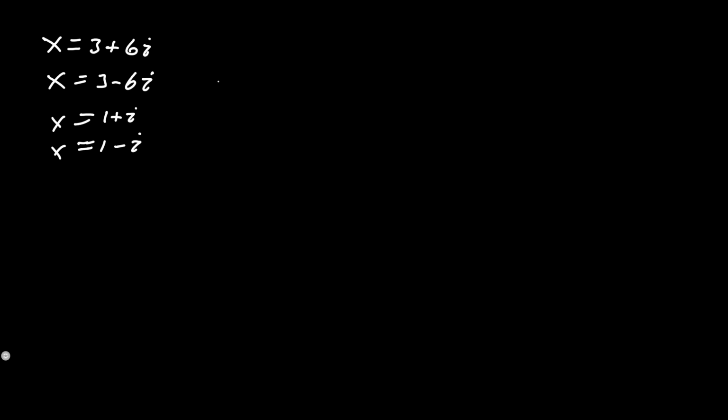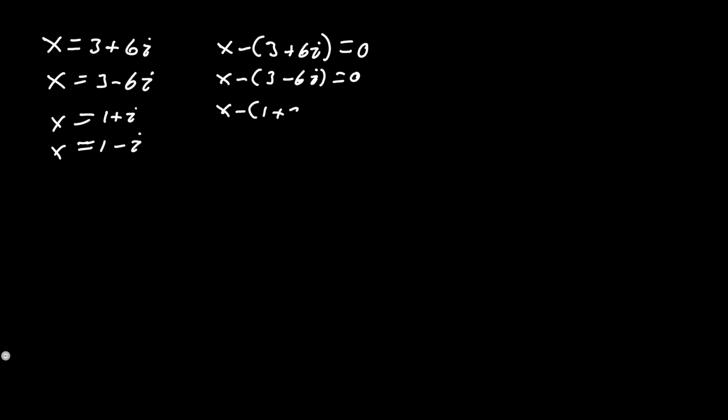So we would have our factors: x minus 3 minus 6i is equal to 0 for the first root, and x minus 3 plus 6i equals 0 for the second factor. For the third factor, it is x minus 1 minus i is equal to 0. And for the last root, it is x minus 1 plus i is equal to 0.